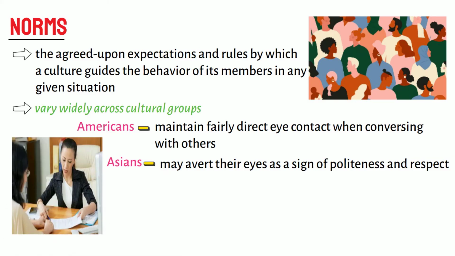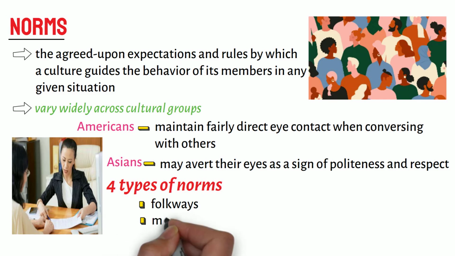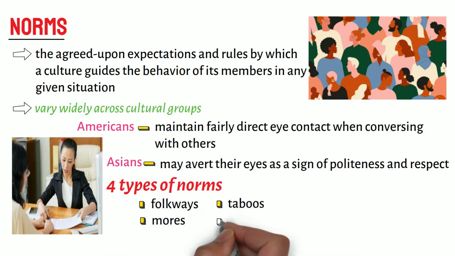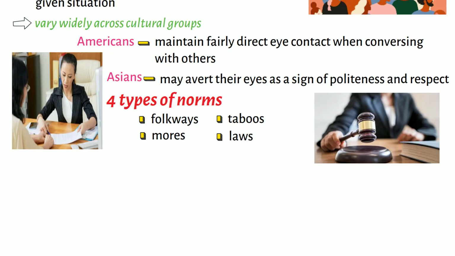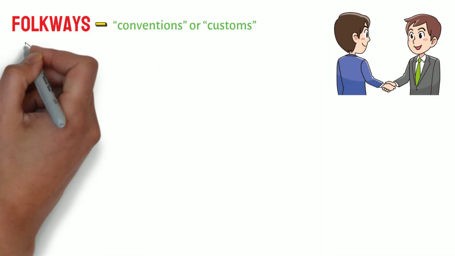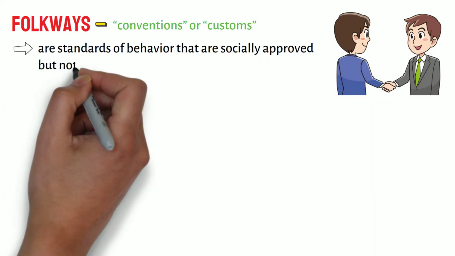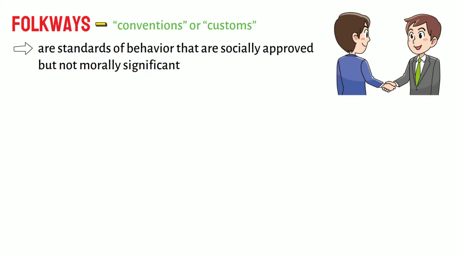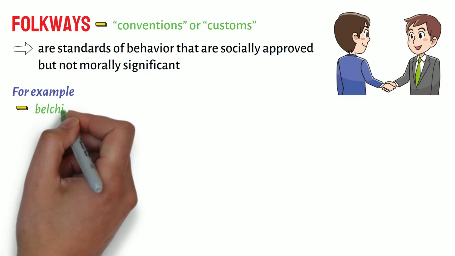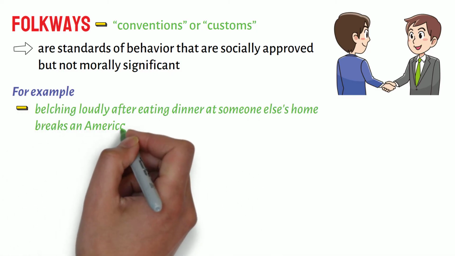Sociologists speak of at least 4 types of norms, namely folkways, mores, taboos, and laws. Folkways, sometimes known as conventions or customs, are standards of behavior that are socially approved but not morally significant. For example, belching loudly after eating dinner at someone else's home breaks an American folkway.